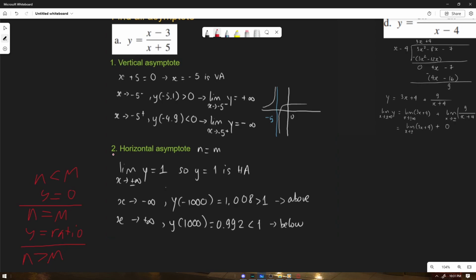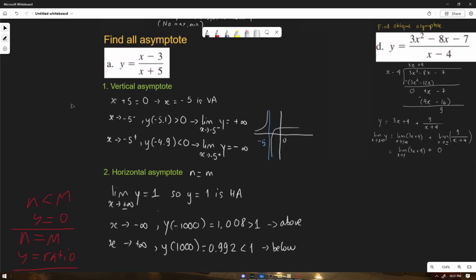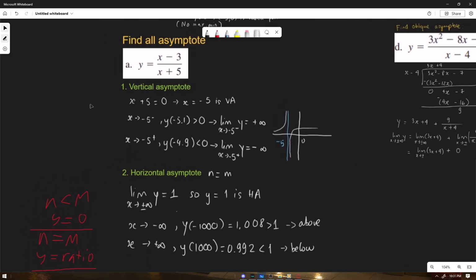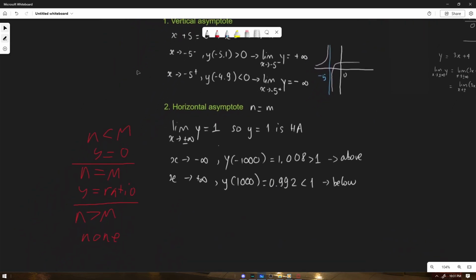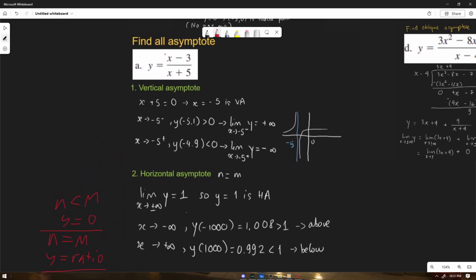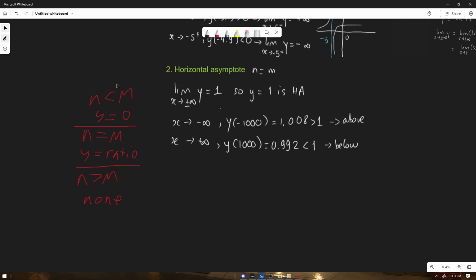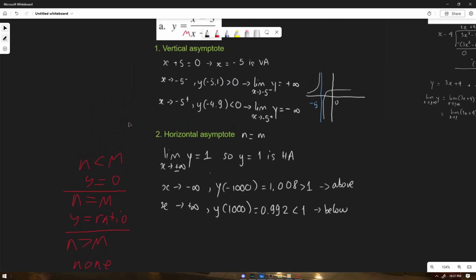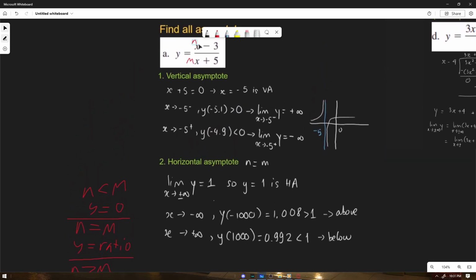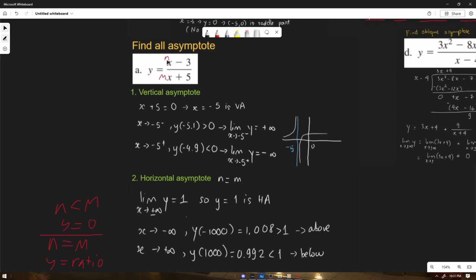Alright, so moving on to the horizontal asymptote. We've got 3 case scenarios to check if it exists or not. For the first one, we're going to write n here and m here. You will know that n is the numerator and m is the denominator. The highest power of the numerator and denominator will be the ones you're checking. We can see that the highest powers of the numerator and denominator are both 1.